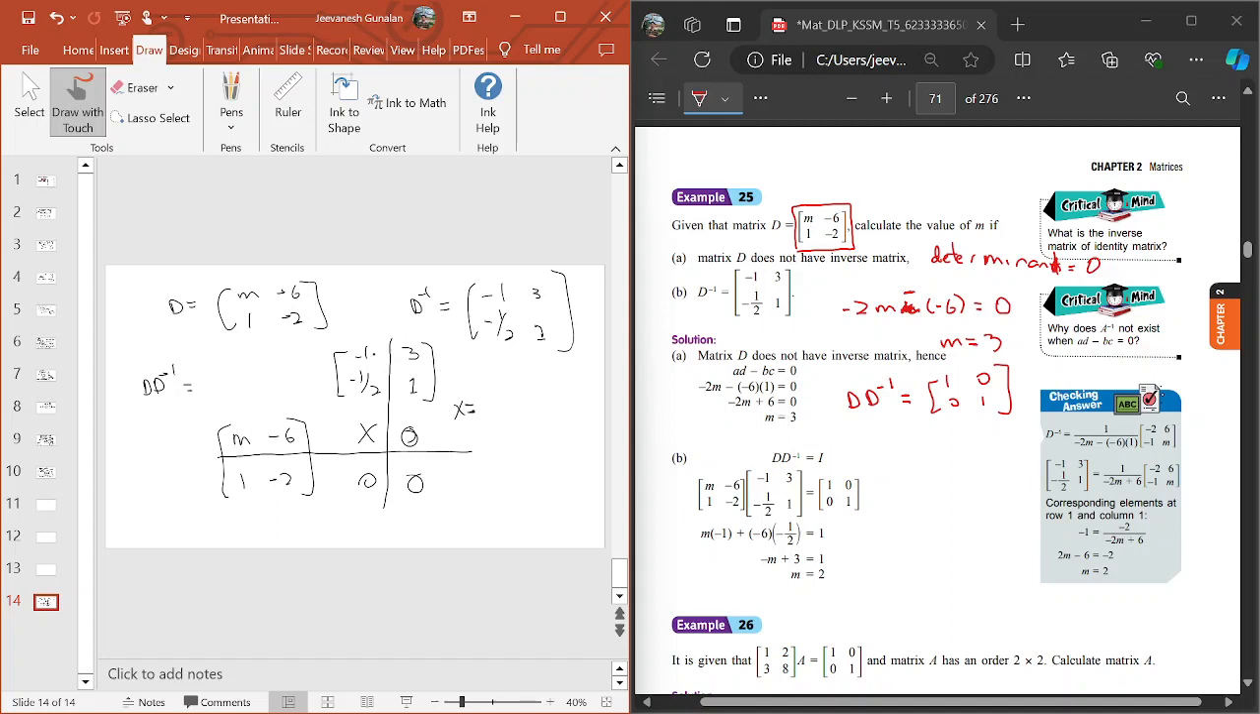So x is equal to negative 1 times m, you will get negative m, and you multiply negative 6 with negative 1 over 2, you will get positive 3. And you know here should be 1, so you replace x with 1, and then you'll know that m is equal to 2, and that's all.